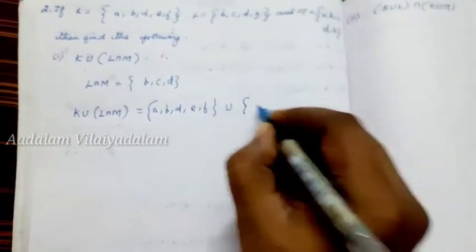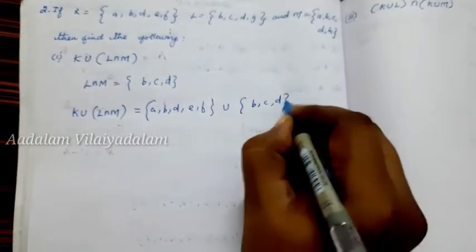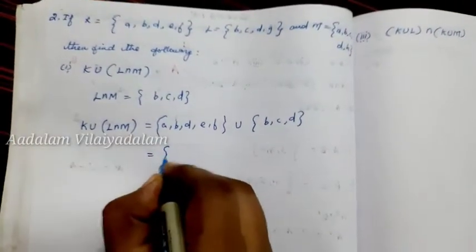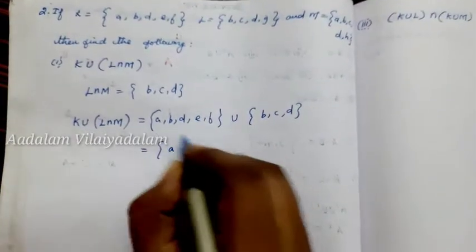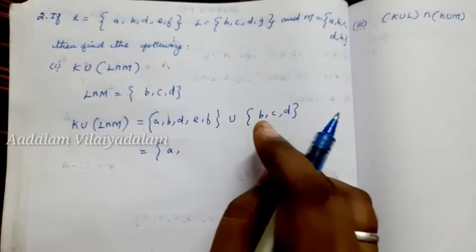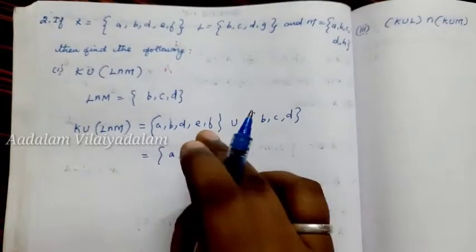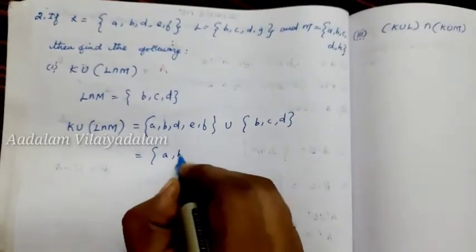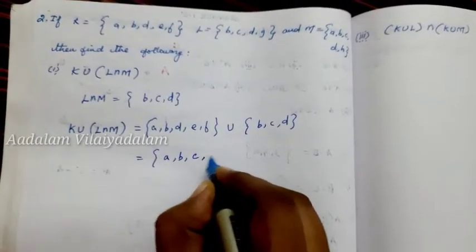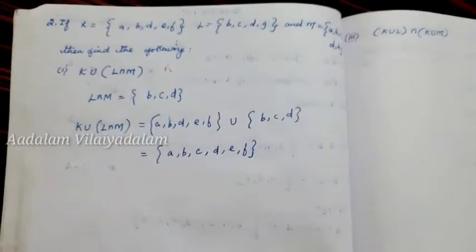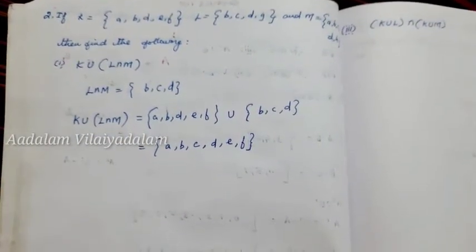Union L intersection M, which is B, C, D. Union means we have to join the elements without repetition. Therefore A, B, C, D, E, F. Okay, this is called the first subdivision.